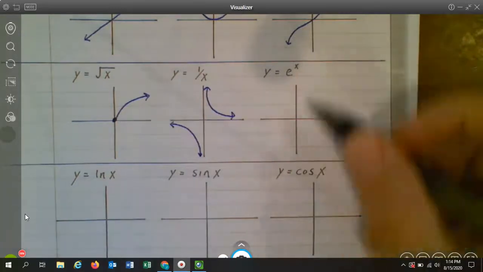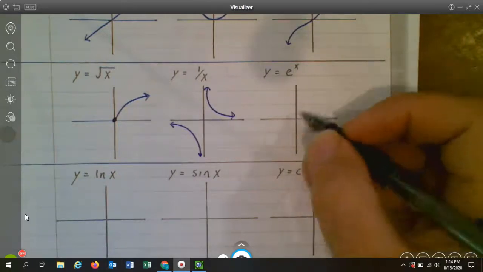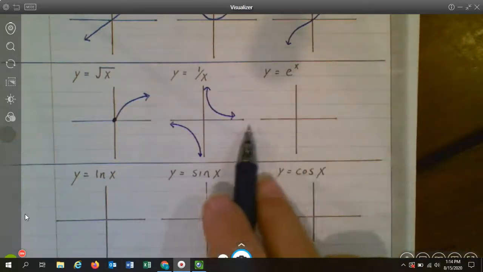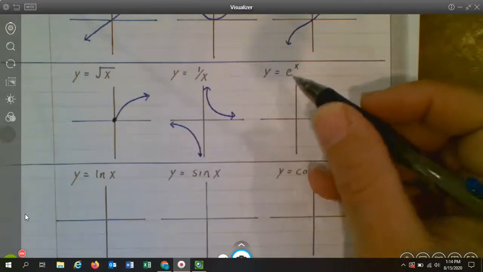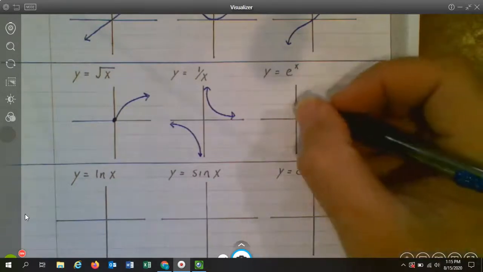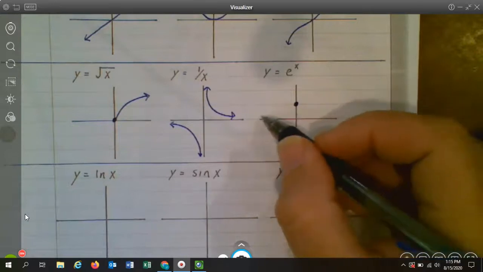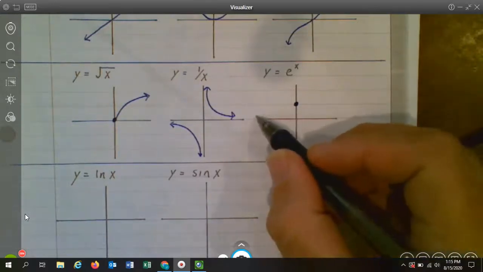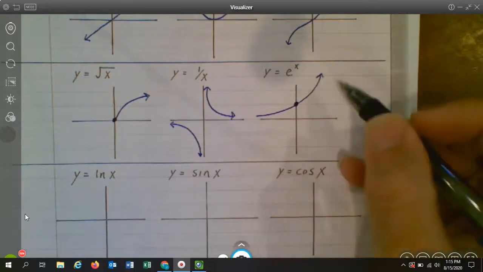e to the x, so our exponential growth functions. These are the ones that have a horizontal asymptote through 0, but the main point we always kind of recognize with these guys is it runs through the point 0, 1. So let's treat this guy as 0, 1, and we're going to get our exponential growth would look something like this.